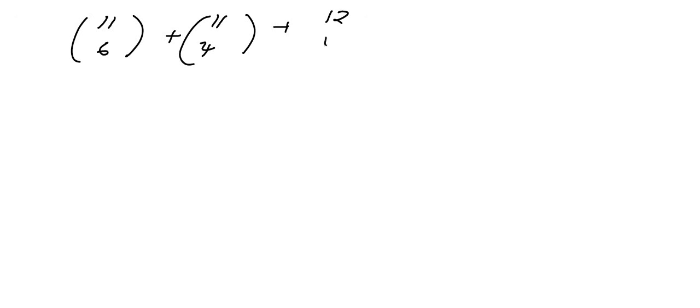So we're starting with a question that says: express 11 choose 6 plus 11 choose 4 plus 12 choose 4 as a single binomial coefficient, which looks like this. That's what they want. They want us to express it like this. So the first thing we're going to do here is apply the rules that we learned.